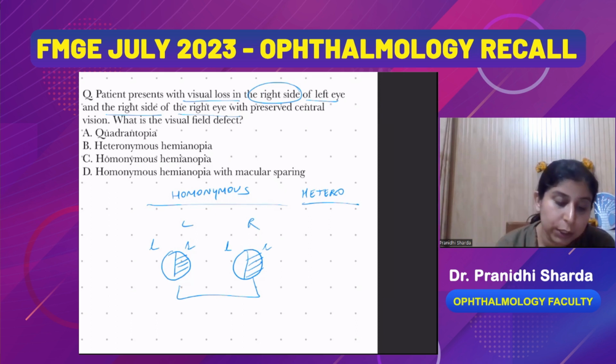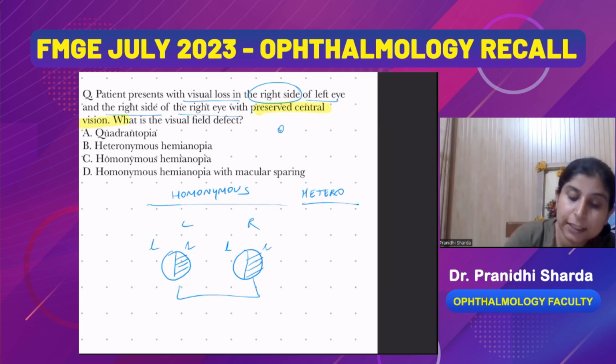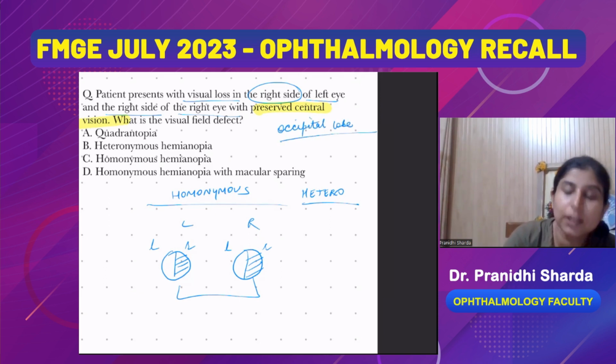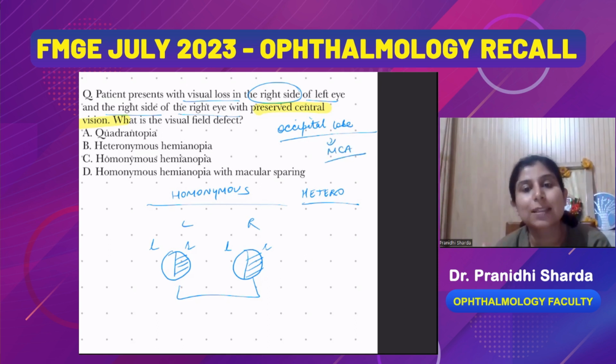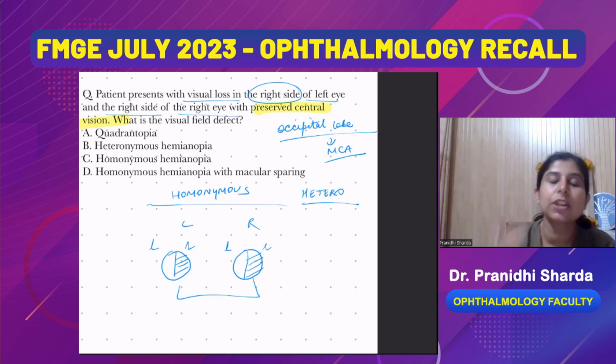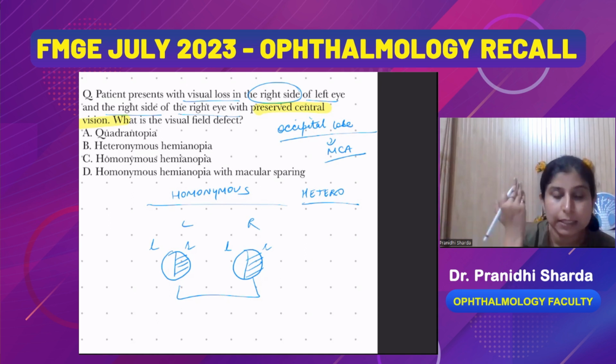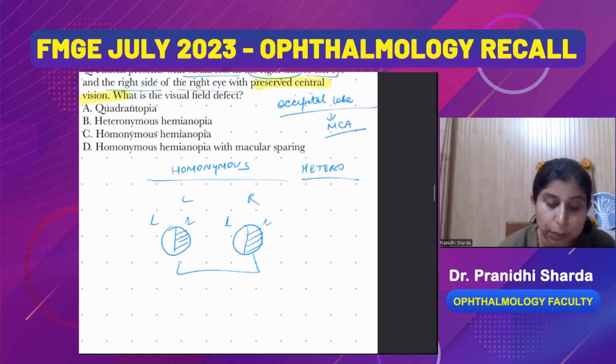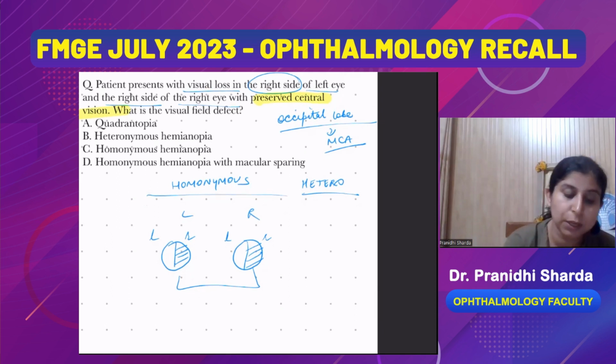Now there is another clue in the question: there is preserved central vision. Preserved central vision is seen in the occipital lobe. Why? Because the macular area is supplied by the middle cerebral artery, and the rest is supplied by the posterior cerebral artery. So in lesions of the occipital lobe, there will be macular sparing, and the macula is responsible for central vision. So the answer to this question becomes homonymous hemianopia with macular sparing.